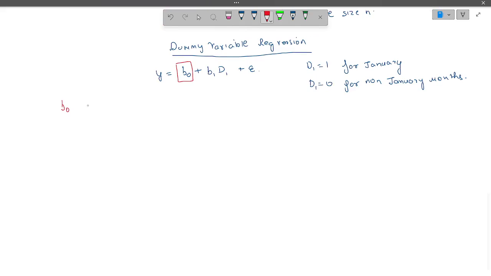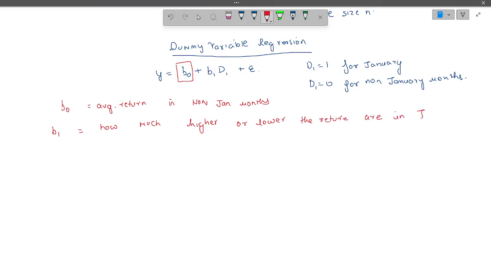B0 is the average return in non-January months, and B1 is how much higher or lower the returns are in January compared to the non-January months, right? So let's say my regression turns out like this.